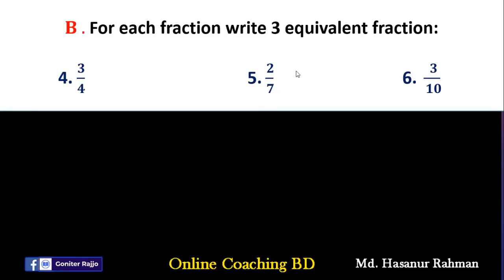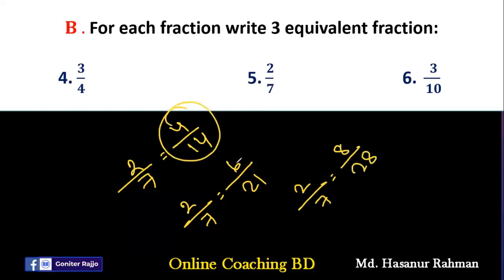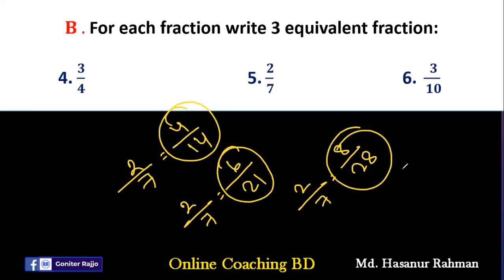Next, 2 by 7. So we can multiply this 2 by 7 by 2. Then 2 2s are 4, 2 7s are 14. We can multiply this 2 by 7 by 3. 3 2s are 6, 7 3s are 21. We can multiply this 2 by 7 by 4. So 4 2s are 8, 4 7s are 28. So 4 by 14, 6 by 21, and 8 by 28 are equivalent fractions of 2 by 7.